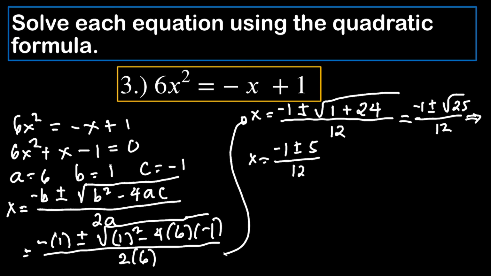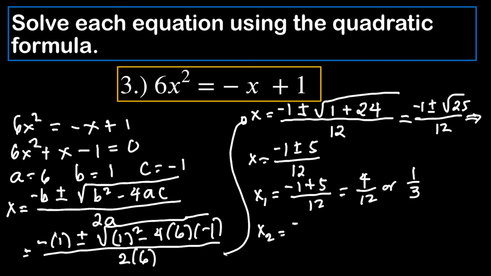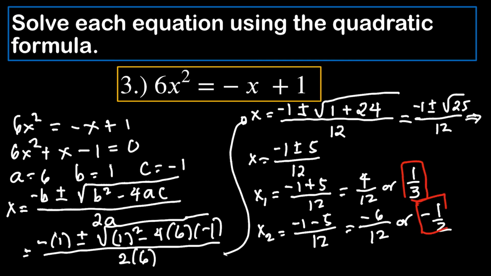This will give us two solutions again. The first one would be negative 1 plus 5 over 12. That will give us 4 over 12, or simply 1/3. And the second solution would be negative 1 minus 5 over 12. Negative 1 minus 5 is negative 6 over 12, or that is simply negative 1/2. So the two solutions are 1/3 and negative 1/2.